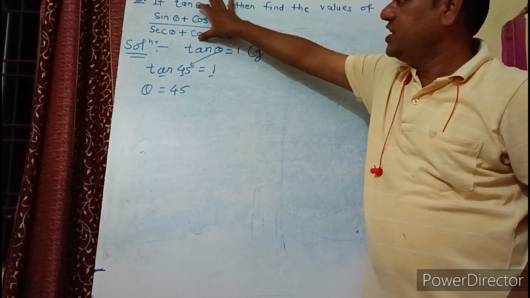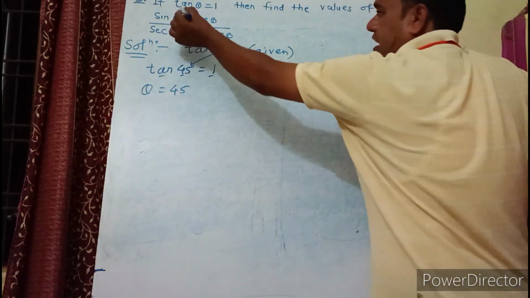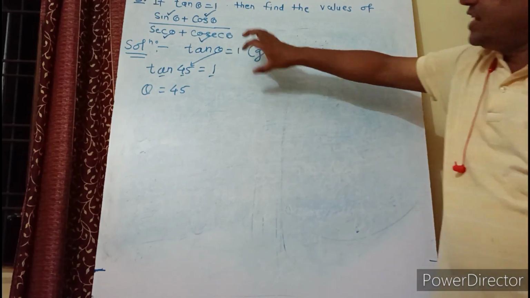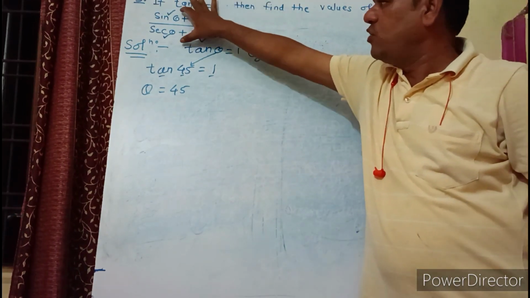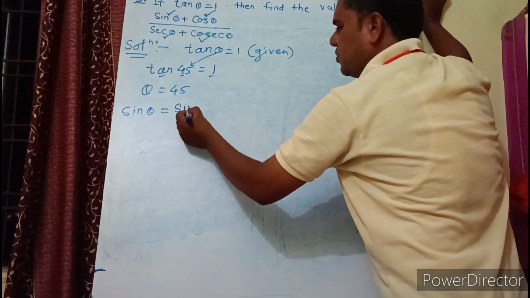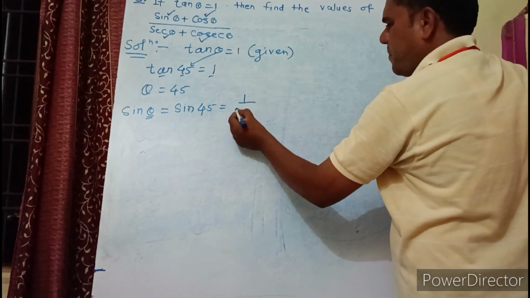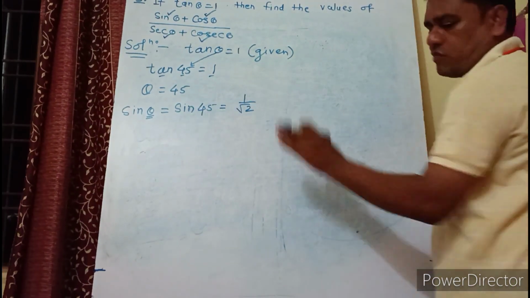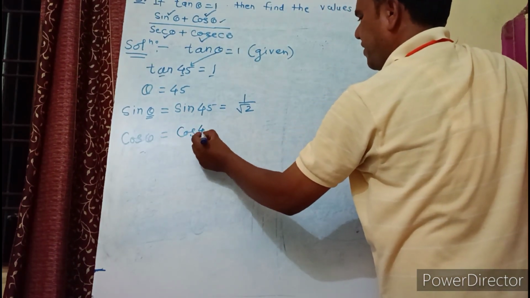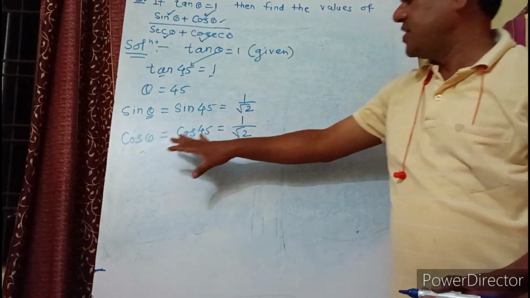Now to find the value of sin theta plus cos theta divided by sec theta plus cosec theta, we first have to individually find the values of sin theta, cos theta, sec theta and cosec theta, and then by putting the values here we can easily calculate it. Sin theta is equal to sin 45, which is 1 by root 2. Similarly, cos theta is equal to cos 45, which is 1 by root 2.